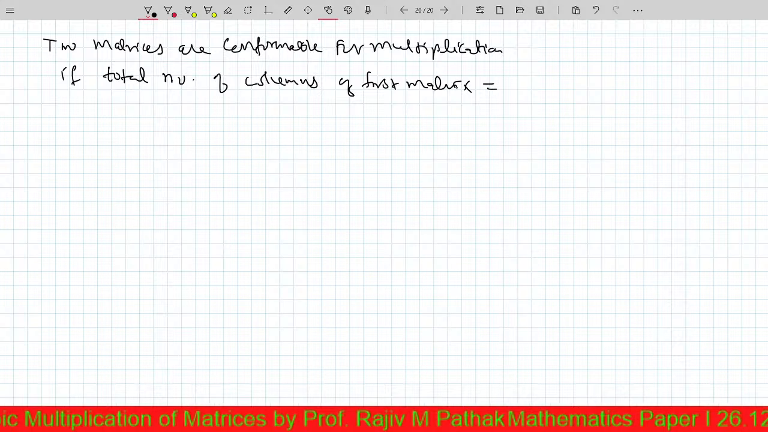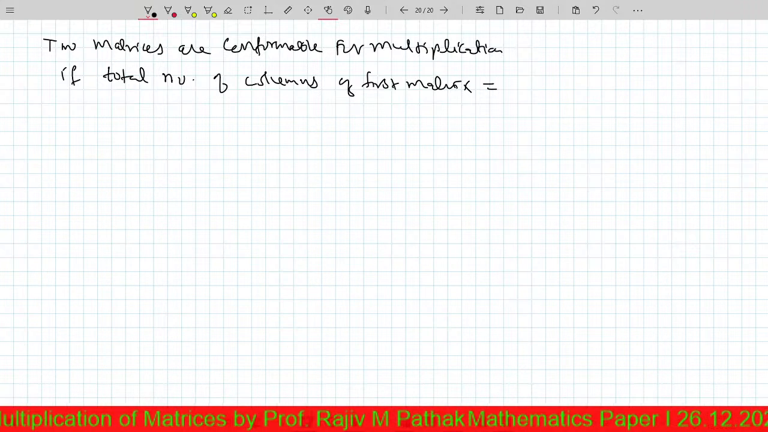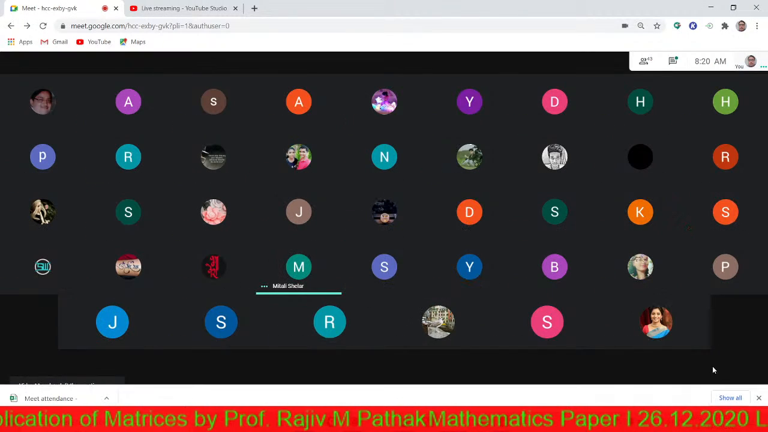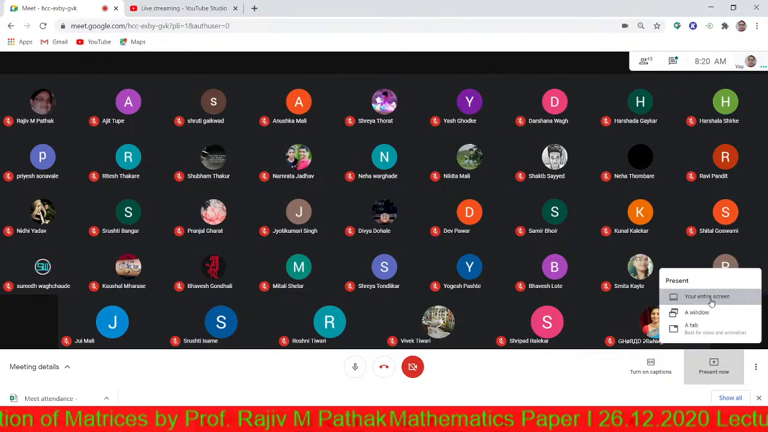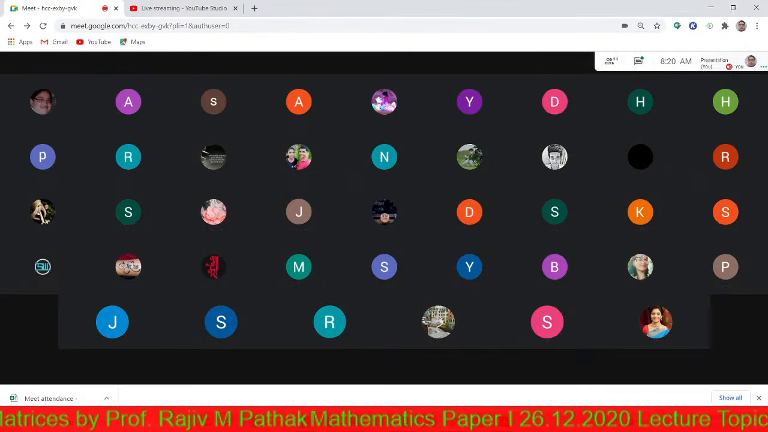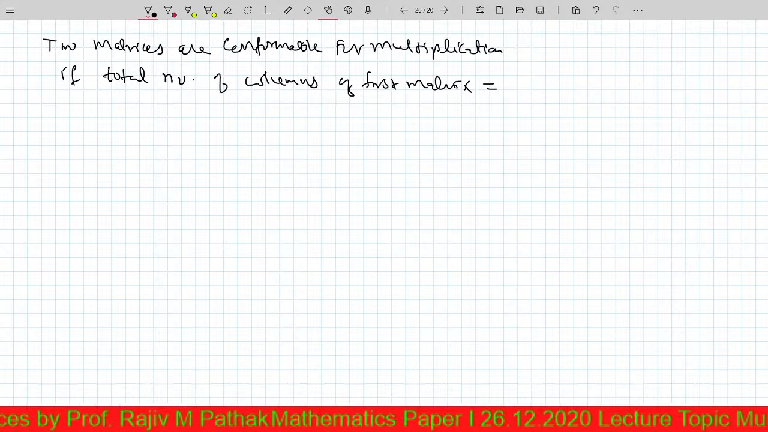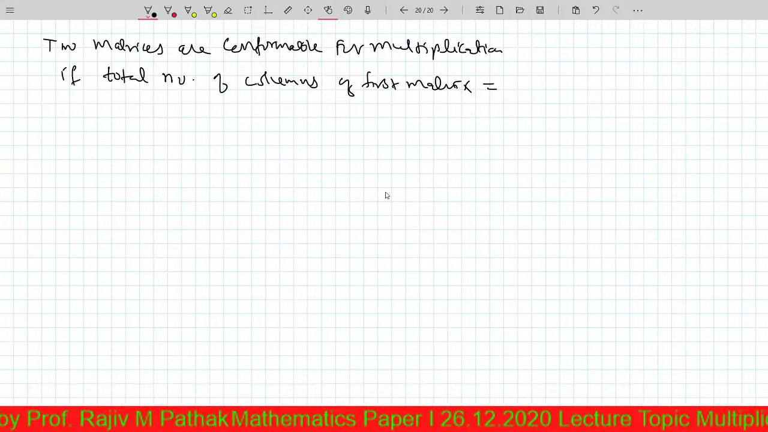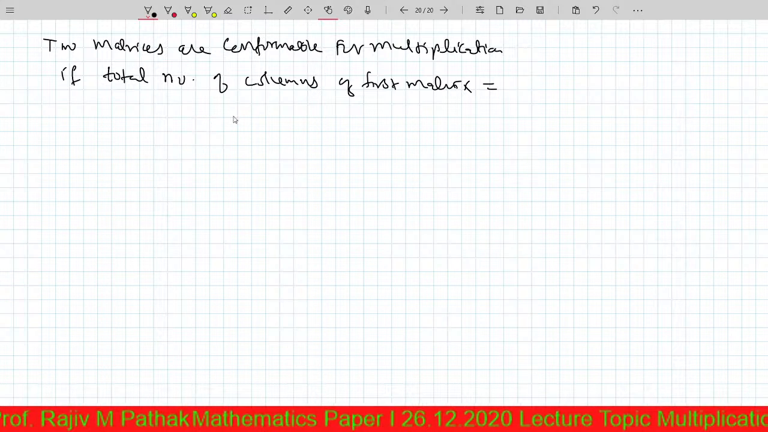to, yes, not presenting this thing, 1 minute, Your screen is not visible. just a minute. Now it is visible. Yes, sir. Yes, sir. Okay, so two matrices are Yes, sir.